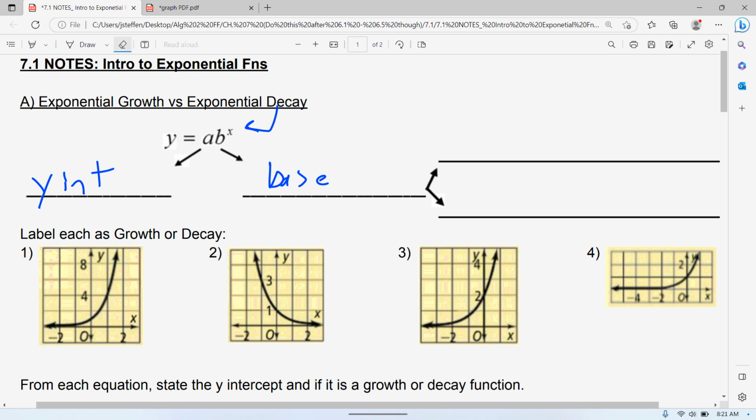That base number is what determines growth or decay. If that base number is bigger than 1, it is a growth. If that base number is in between 0 and 1, it is a decay problem. Now, mathematically, it has to be between 0 and 1 for a decay problem.